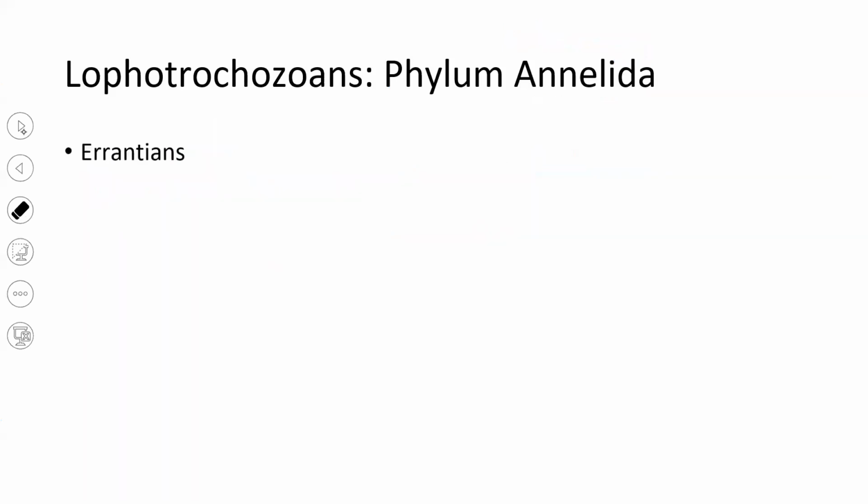Okay, so it's funny, again, as I was looking through this, I was remembering my college days and how things have changed since I was in college. And things have changed even since the last edition of the textbook. We've rearranged the groups within the phylum Annelida. So there's two different groups now. Again, recently reorganized. One of them are the Errantians.